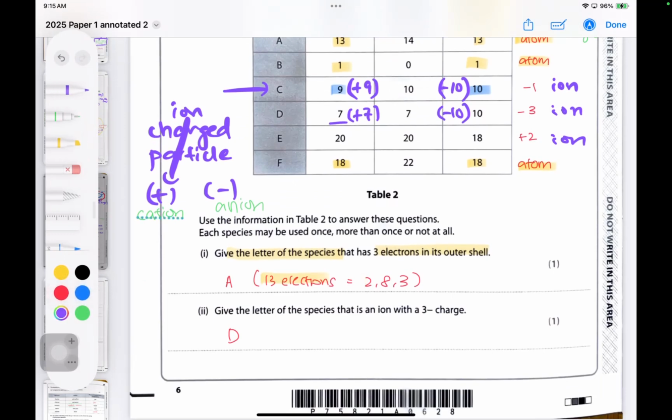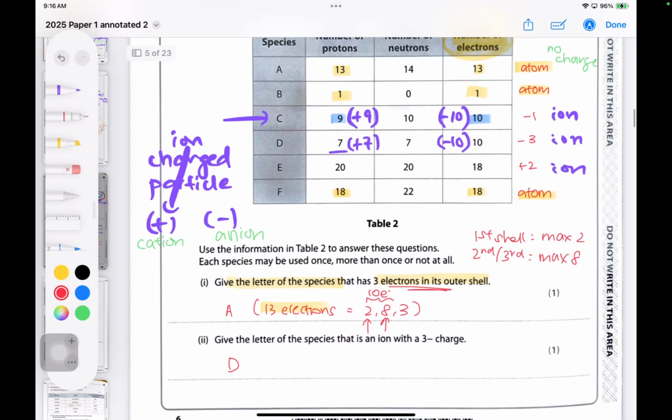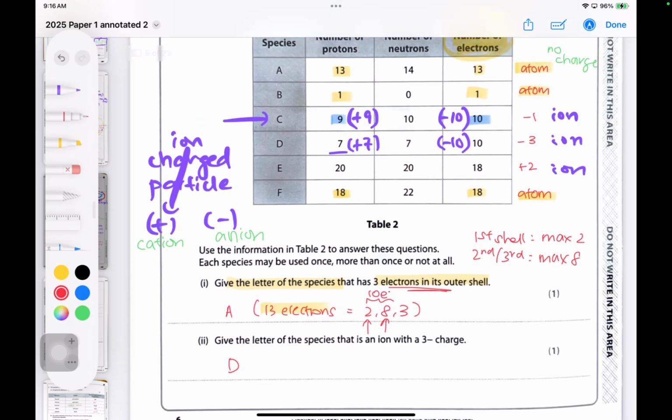If you were to arrange this 13 electrons, let's just do a quick recap here. The first shell can hold a maximum of 2, and then the second or third shell can hold a maximum of 8. You always have to fill the inner shell first before you fill the next shell. So the first shell holds 2, then the next shell holds 8. That will only give you 10 electrons so far, isn't it? So the extra 3 will move into the third shell. That means A would be the species that has 3 electrons in the outer shell.